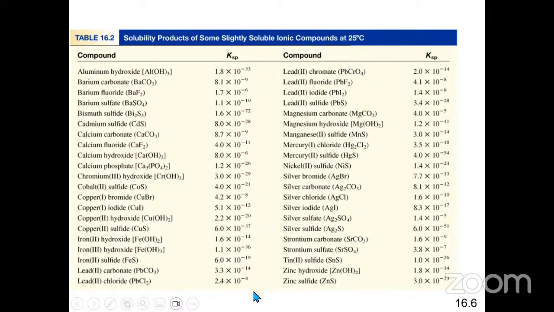In fact, the largest value that I can identify here is this one right here, 2.4 times 10 to the minus 4, which is a very small number in and of itself. But you can get even much smaller numbers like bismuth sulfide, 1.6 times 10 to the minus 72. So basically, KSP values are typically very small numbers.